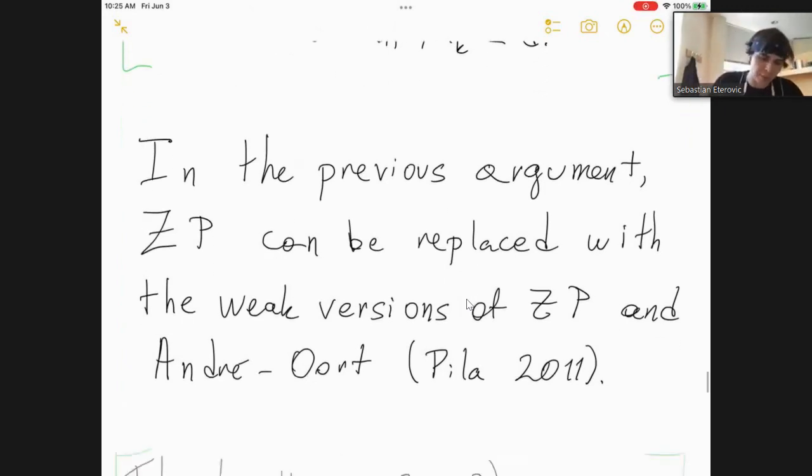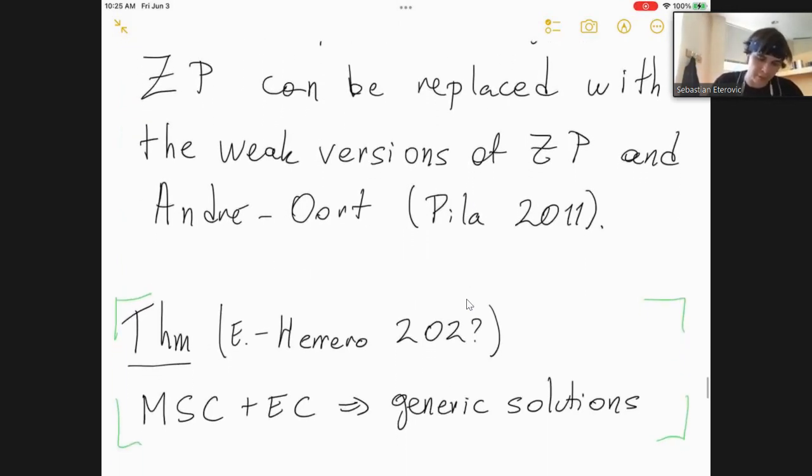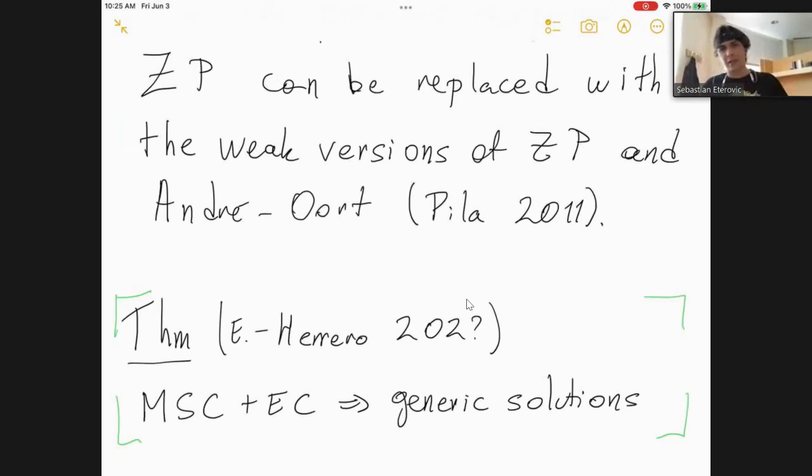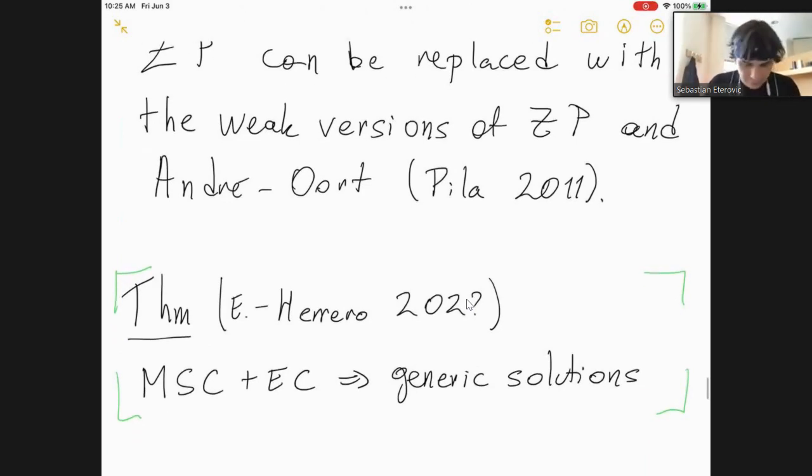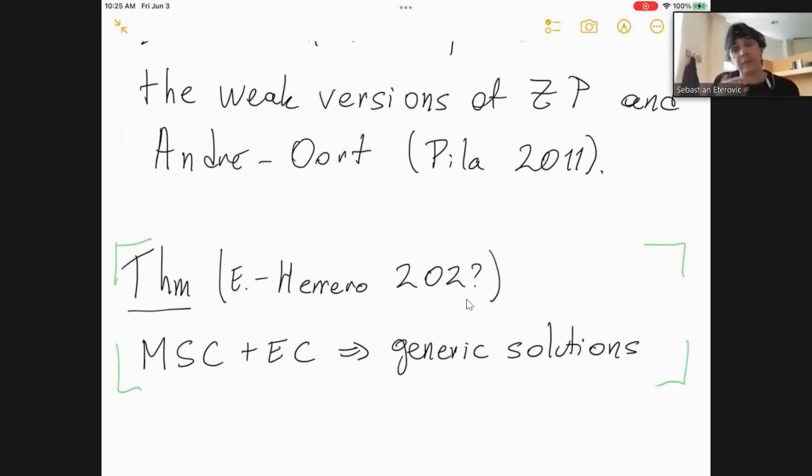So this is something that we worked out with Sebastian Herrero. Well, we're still working on it, so it's not available yet. That's why I'm not exactly sure, but hopefully not too far from now, in a couple of months, you will find this on the arXiv. You don't need Zilber-Pink to get the result we mentioned earlier. Modular Schanuel and existential closedness are actually enough to get generic solutions. Okay, so excellent. That is one very good thing about Schanuel that allows you to work with.